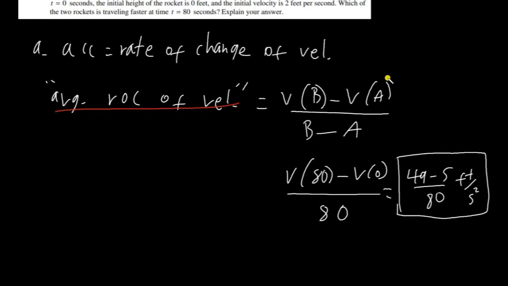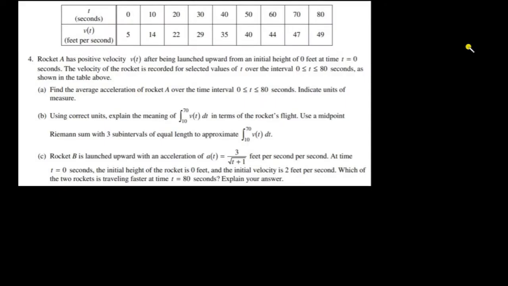Okay. This was a 1-point question, just 1 point for the correct answer. Part B, using correct units, explain the meaning of this integral in terms of the rocket's flight, and then estimate it with a midpoint Riemann sum with 3 subintervals of equal length. We like the equal length, that's easy. So, the first part, explain the meaning of the integral from 10 to 70 of v of t dt.